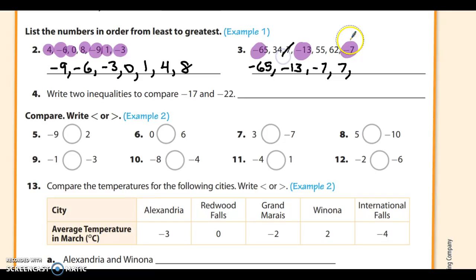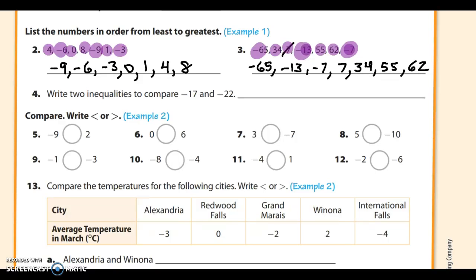Then I'm going to cross it off. Then I've got 34, 55, and 62. And I actually just read them in order. 7, then 34, then 55, then 62. Cool, got them all. Double check. 1, 2, 3, 4, 5, 6, 7. Got them all. Moving on.